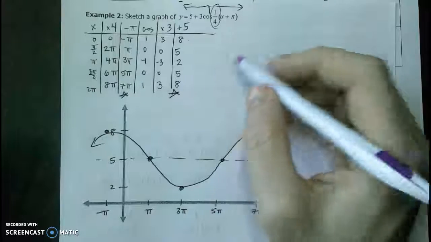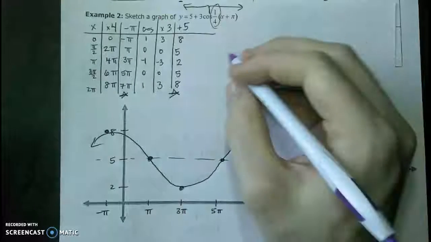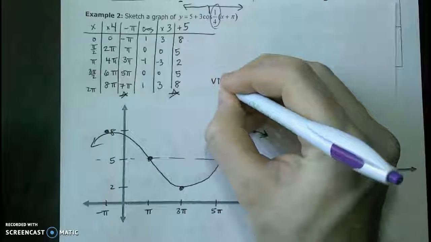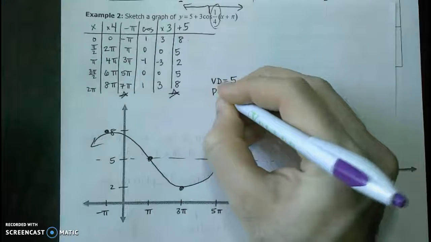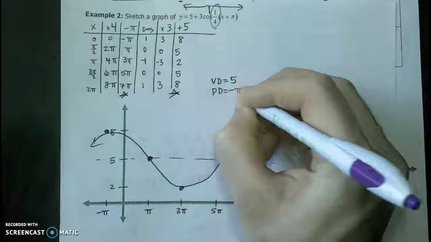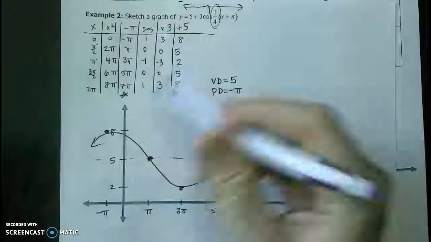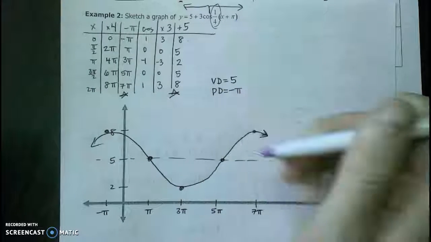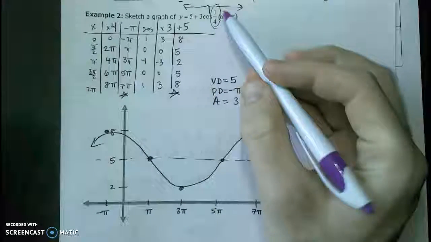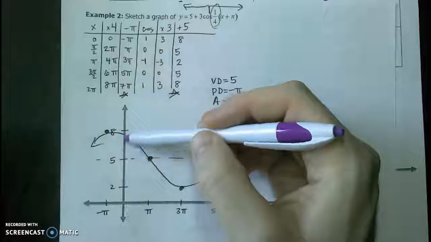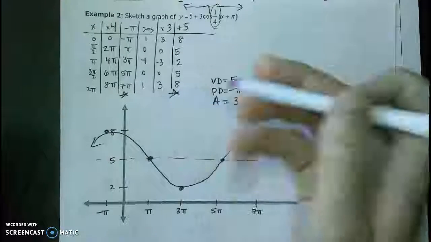When we look through the equation and the graph, we've got a vertical displacement of 5, which is the first number. It's also your dotted line. We've got a phase displacement of negative pi. It's the first x value. It's also there in your equation. We've got an amplitude of 3. It's the number in front of cosine. It's also the distance from 8 to 5 or from 5 to 2.